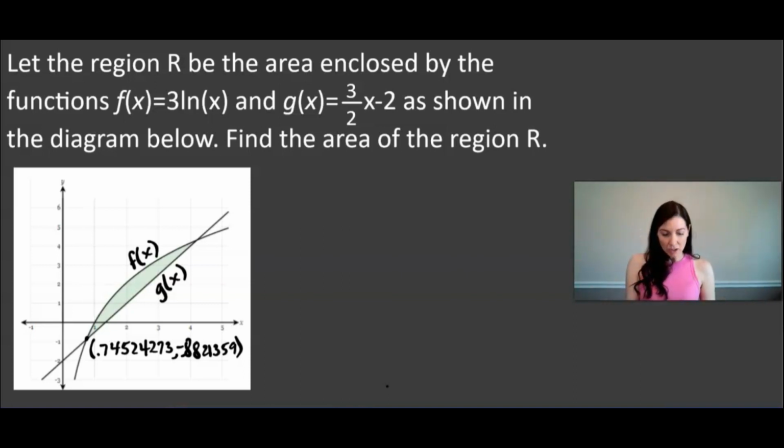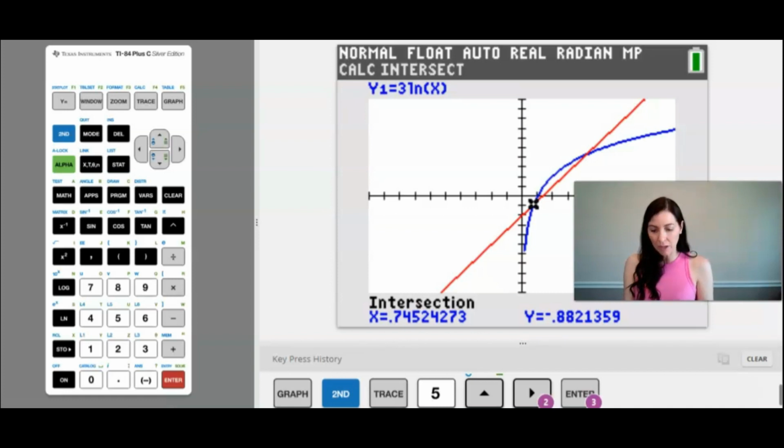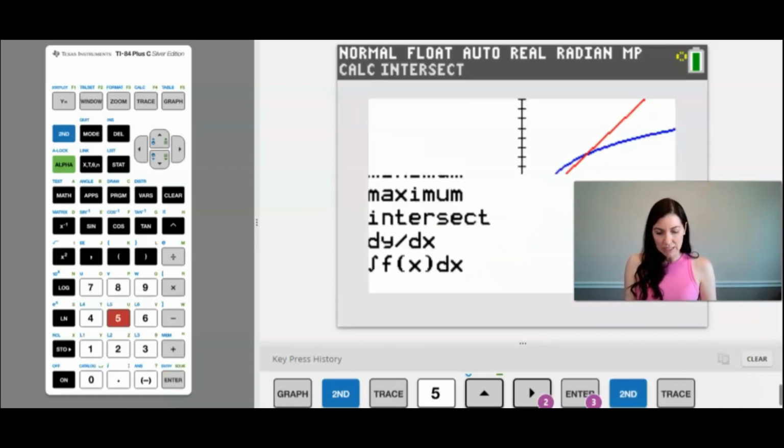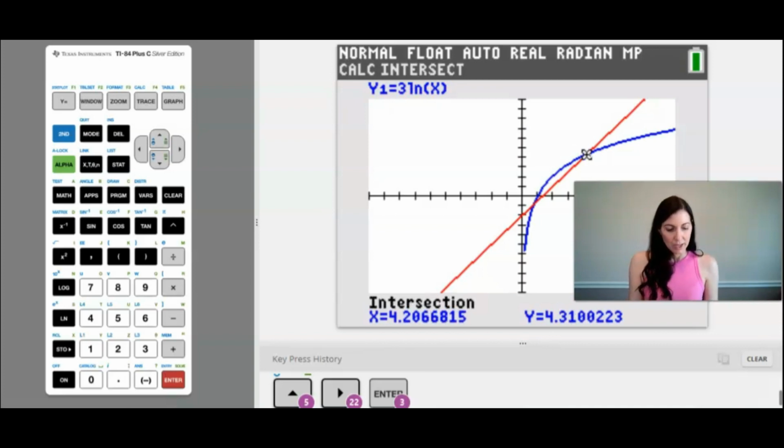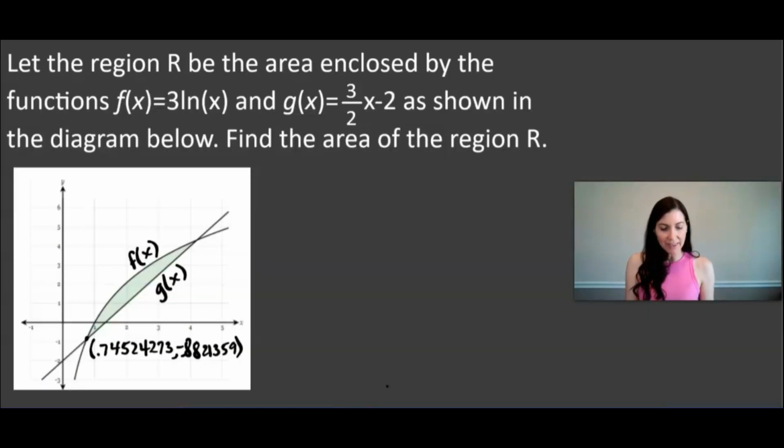Now we need to find the second intersection point. So I'm going to go back to the graphing calculator, find it very similarly with second trace, find the intersection, only this time I need to find the intersection point on the right. And there is the x and y coordinates. Once again, I'm going to put that onto my graph because we will be using that in just a bit.